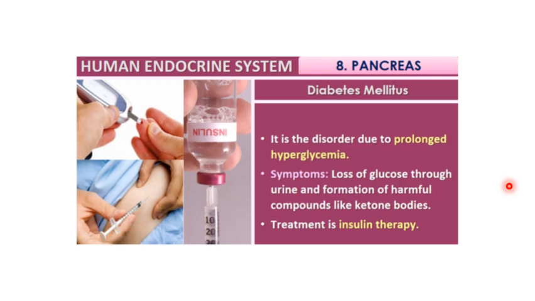Diabetes mellitus occurs when there is a prolonged state of hyperglycemia. That is, the sugar level in the blood is continuously high. So the symptoms include loss of glucose through urine, formation of harmful compounds like ketone bodies. So such people, because their insulin is not working properly in the body, can take help from outside. They can take insulin therapy where they can take injections of insulin or tablets.